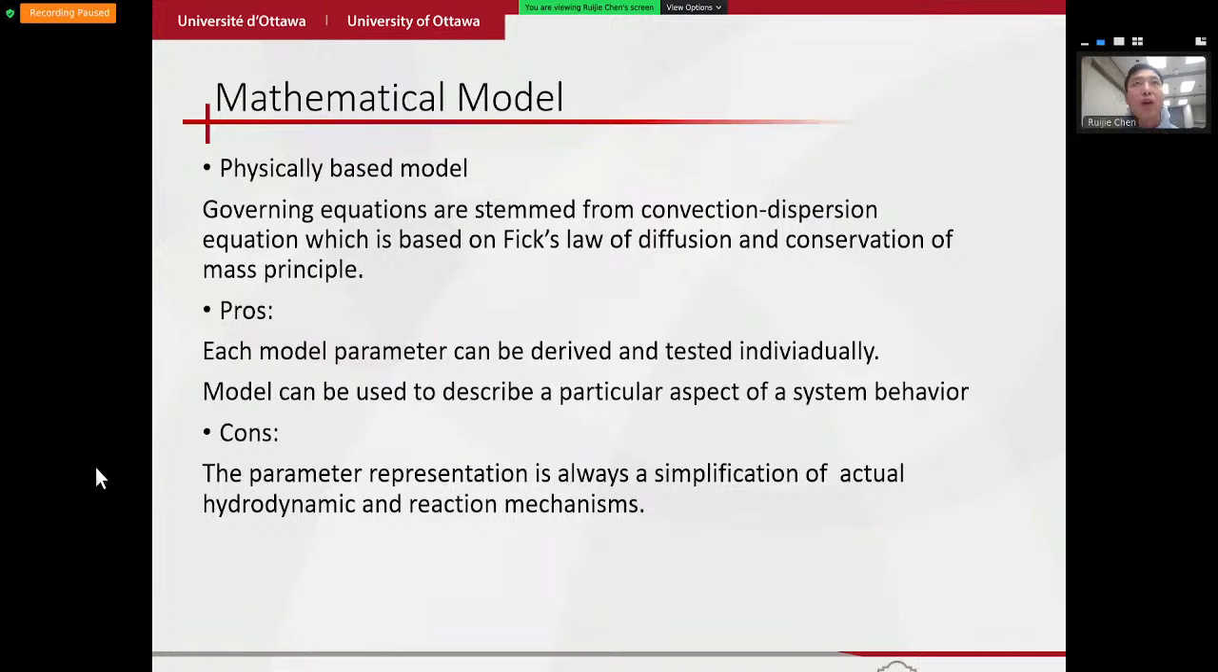In the physically based approach, all the transport and reaction combined with the mathematical framework are under the condition of the conservation of mass principle. So the governing equations always stem from the convection dispersion equation. The advantage is that each model parameter can be derived and tested individually, and the model can be used to describe a particular aspect of a system behavior. The limitation is that the parameter representation is always a simplification of the actual hydrodynamic or reaction mechanisms.